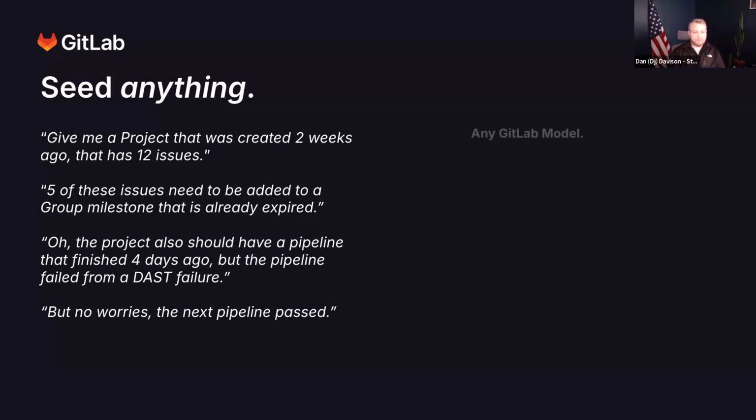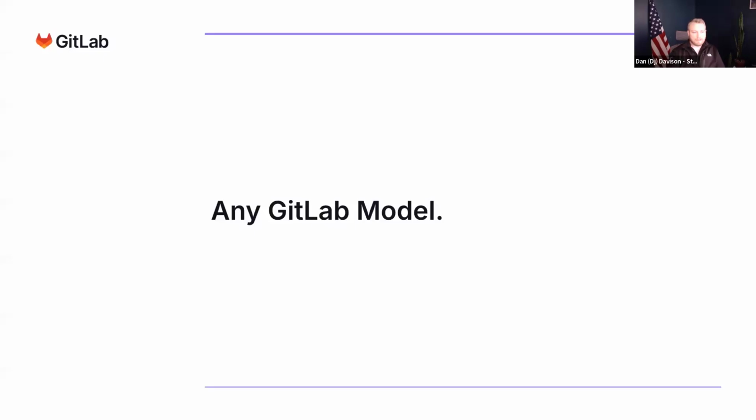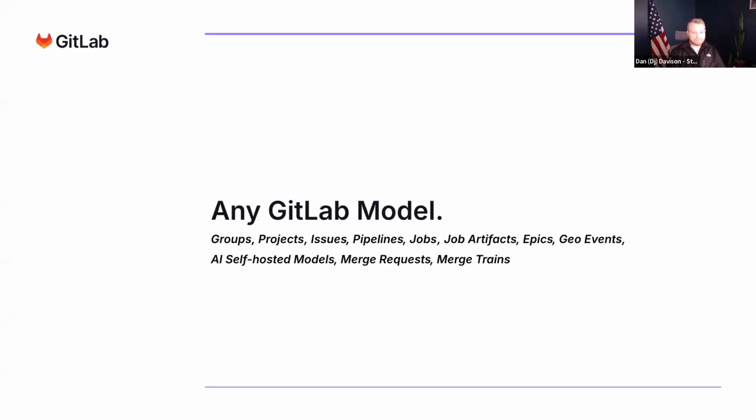And it could seed any model that exists within GitLab. And we wanted a solution that was time relevant and that could be seeded in any environment. Like I said, FactoryBot traditionally is used for local development, but we wanted to expand it out to production. And when I mean any GitLab model, I mean any GitLab model. Anything that you can think of, from jobs, pipelines, AI, self-hosted models, and everything in between.